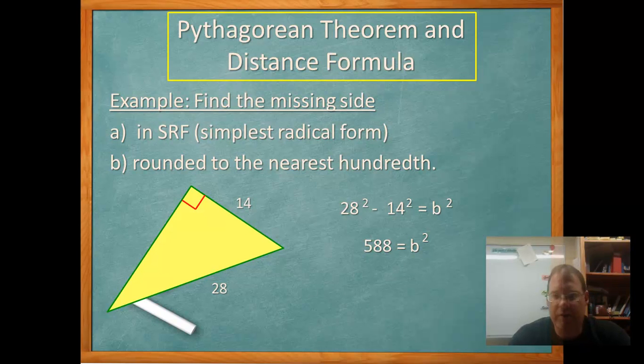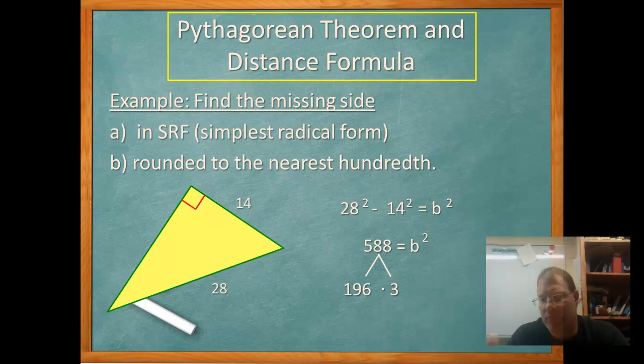Simplest radical form means breaking it down, or pulling out the biggest perfect square that goes into it. To think about how to do that, you've got to remember your perfect squares: 4, 9, 16, 25, 36, 49, 64, 81, 100, 121, 144, 196. Guess what? 196 goes into that 3 times.